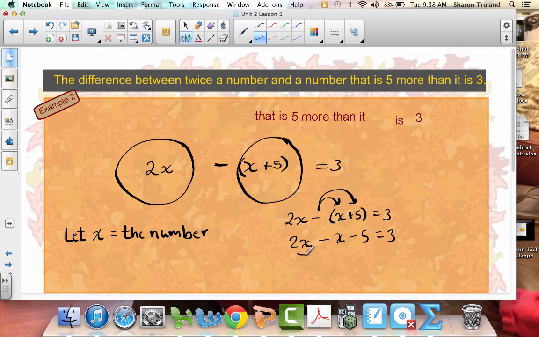2x minus x turns into x. I'm going to do the inverse operation, which means this minus 5, I'm going to move to the other side of the problem by doing a plus 5. So I'm saying my answer should be 8.